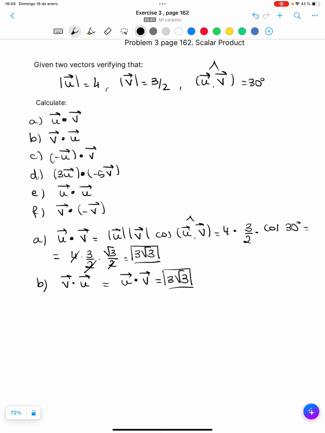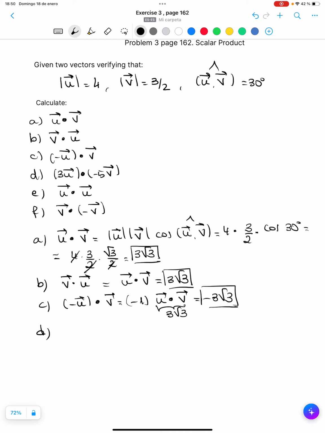To solve the following exercise, C and D, we use another property of the scalar product, the associative law by scalars. So we can say that minus 1 times u multiplied in a scalar way with v is equal to the number that is written before u, minus 1, times the scalar product of u and v. Because we know the solution of the scalar product of u and v, that is 3 the square root of 3, the final result is minus 3 times the square root of 3.